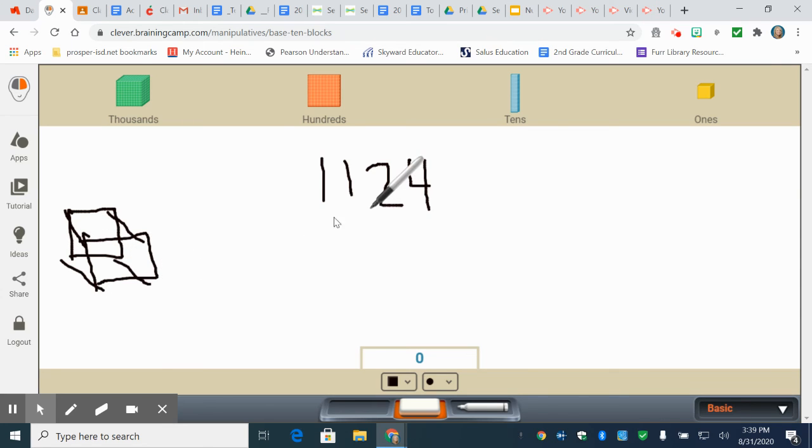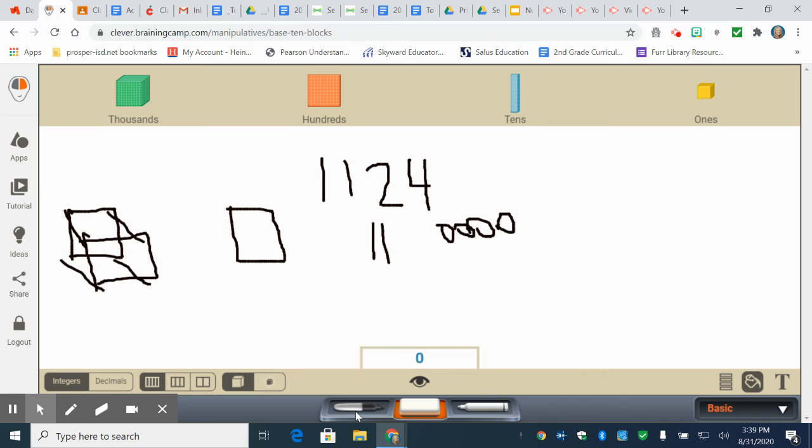And then I have 100. So I'm going to draw 1 square, 2 tens, 10, 20, and 4 ones. 1, 2. I always draw circles instead of dots because sometimes if you draw dots, it's hard to see what you drew. 1,124. Now that you have that, see if you can decompose that in a different way.